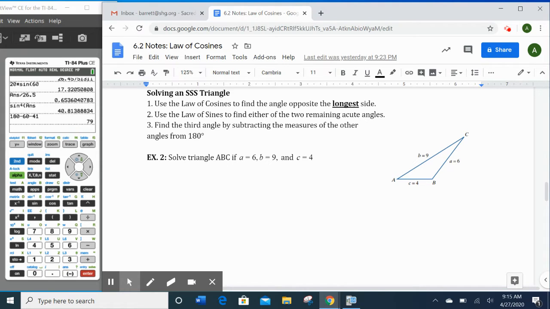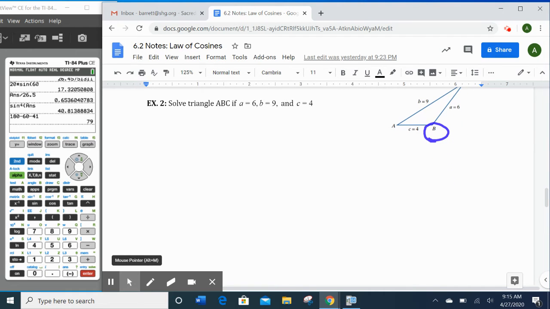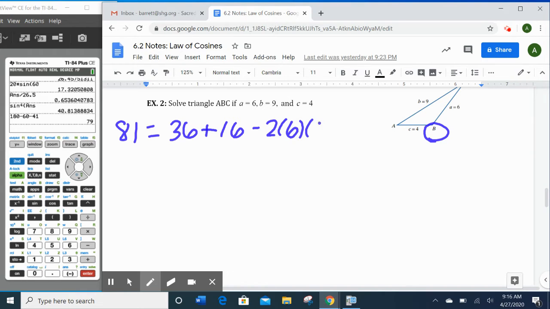So if I've got side A is 6, B is 9, and C is 4, I'm going to start off by finding angle B. So again, I have my formulas written off to the side. So I'm just going to look here to find angle B. So side B is 9, so 9 squared is 81 equals A squared, so 6 squared, which is 36, plus C squared, which is 4 squared, which is 16, minus 2 times A, which is 6, times C, which is 4, times cosine of B.